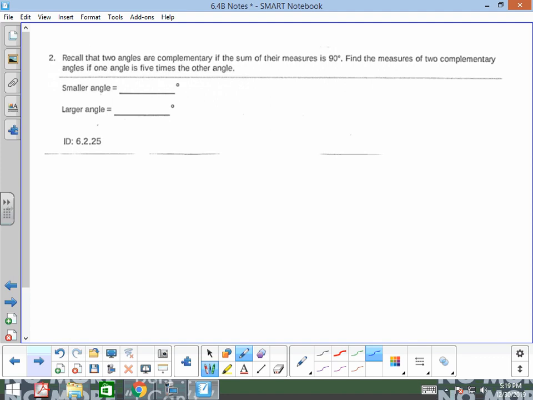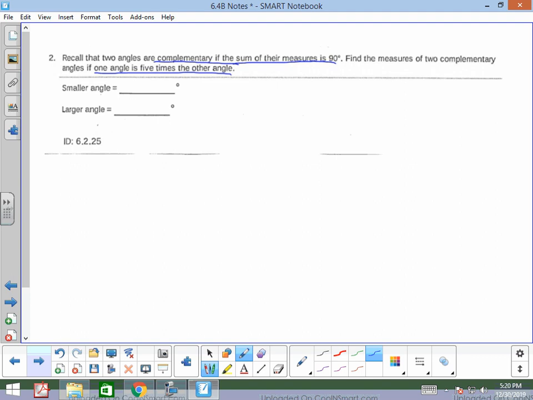Alright, number 2. Recall that two angles are complementary if the sum of their measures is 90. Okay? So if they're complementary, and you learned this back in middle school, then the two angles add up to be 90. Find the measures of two complementary angles if one angle is 5 times the other angle. Okay, so this is what this one looks like. First, it tells us that the sum of their angles is 90. So we're going to say X plus Y equals 90. One angle plus the other angle equals 90.